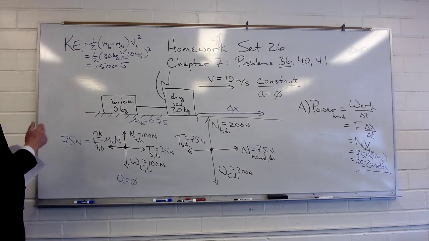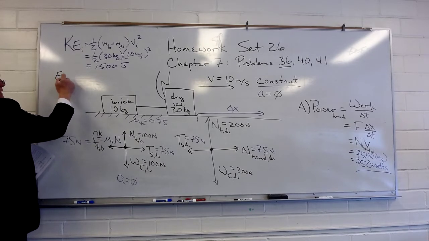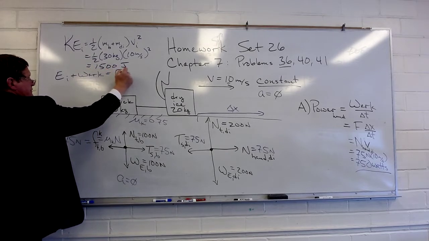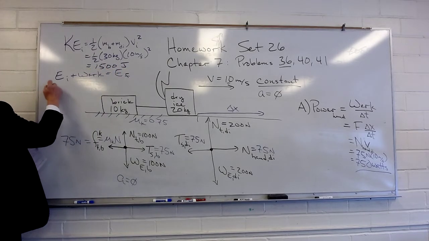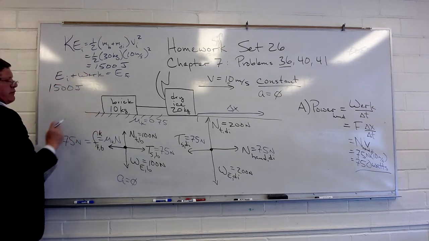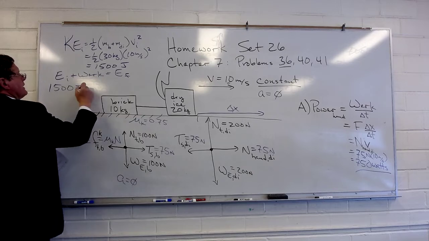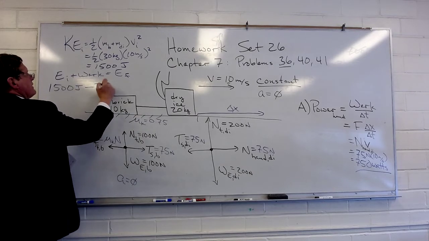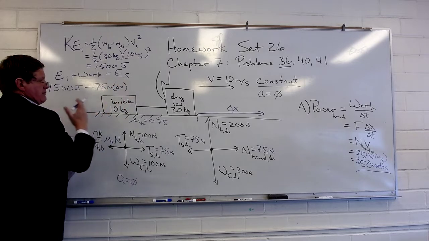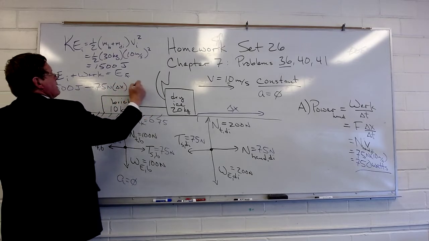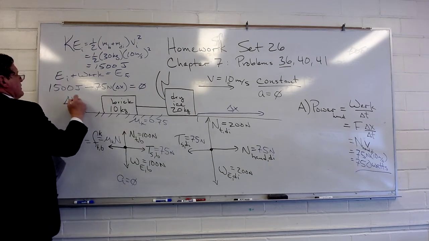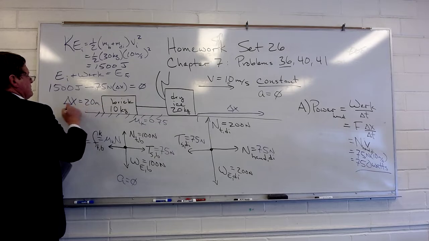So if I use my energy initial plus work is equal to energy final, I start with 1,500 joules. This friction force here is doing negative work, 75 newtons times the displacement, how far it scrapes, and then it comes to a halt. When I solve that for delta x, I get 20 meters.